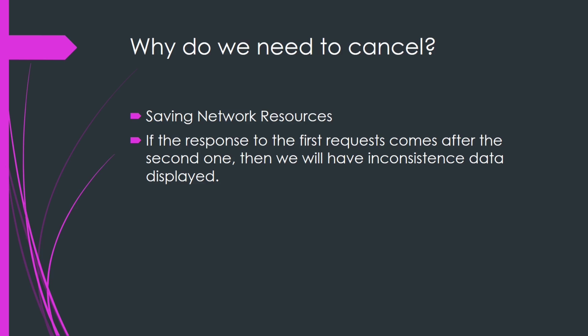First of all, the obvious reason would be saving the network resources. There is one more advantage in cancelling the previous request. Let's say the network is slow and there are two requests fired. If the first request responds after the second request, then we will have inconsistent data displayed.